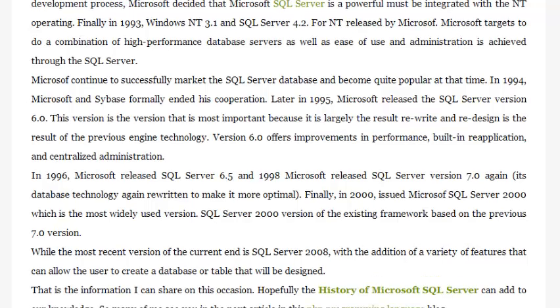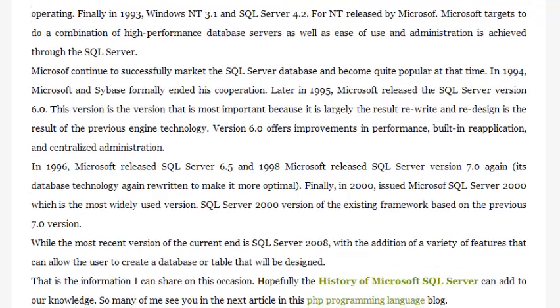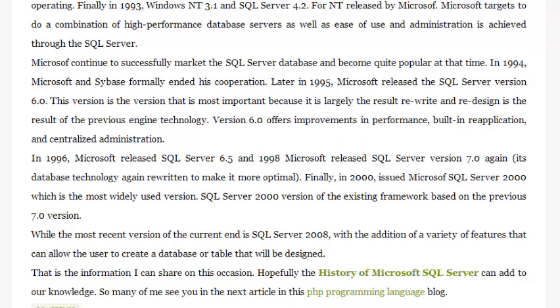In 1998, Microsoft released SQL Server version 7.0. Again, its database technology was rewritten to make it more optimal. Finally, in 2000, Microsoft issued SQL Server 2000, which is the most widely used version.